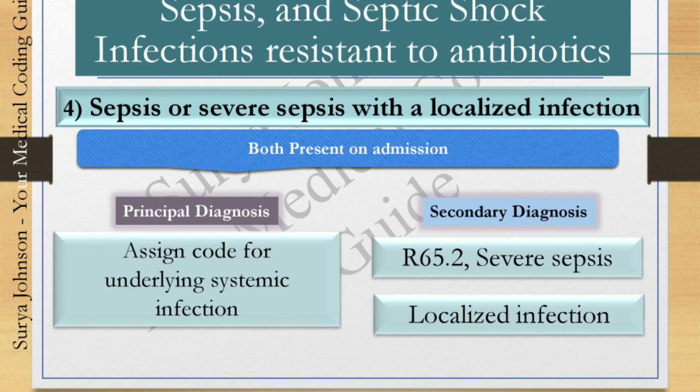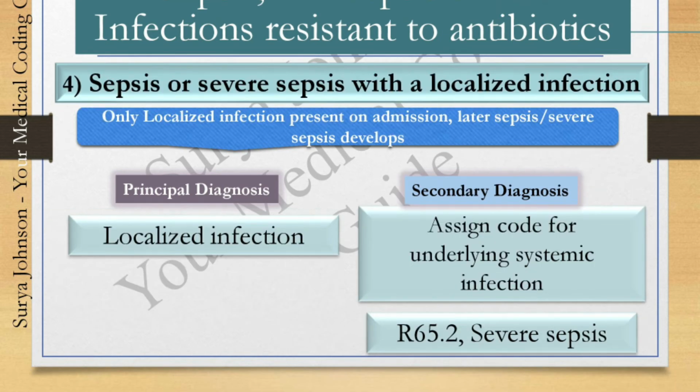The next scenario is sepsis or severe sepsis with a localized infection, but this localized infection is present at the time of admission, and later the patient develops sepsis or severe sepsis in the hospital. In this scenario, you will code the principal diagnosis as the localized infection. Now you know the drill, right? What concept is the coding going on? Yes, the reason for admission should be the principal diagnosis. Secondary will be any underlying systemic infection, followed by R65.2 if the patient has severe sepsis.